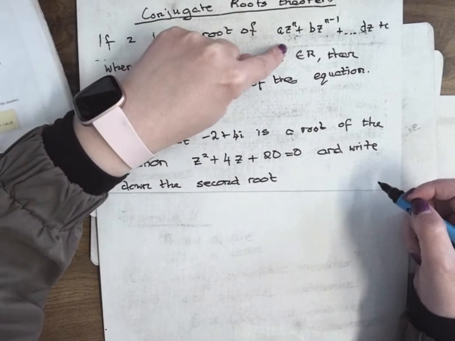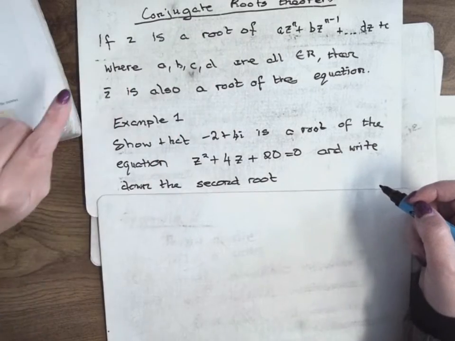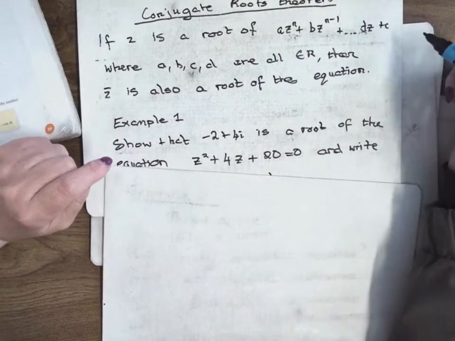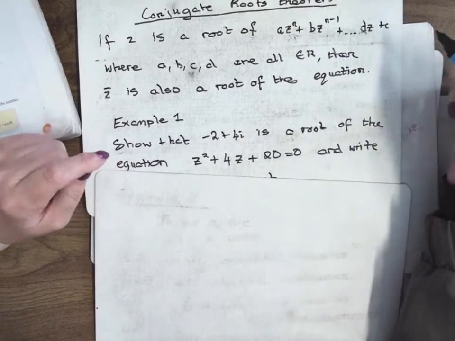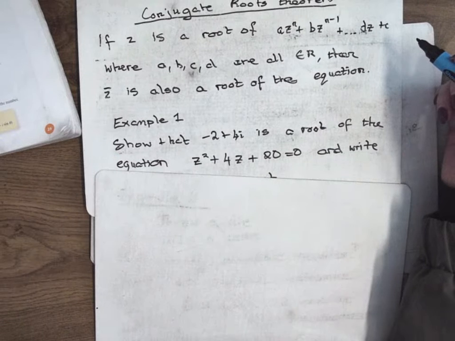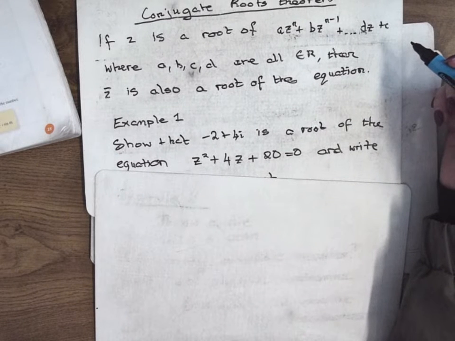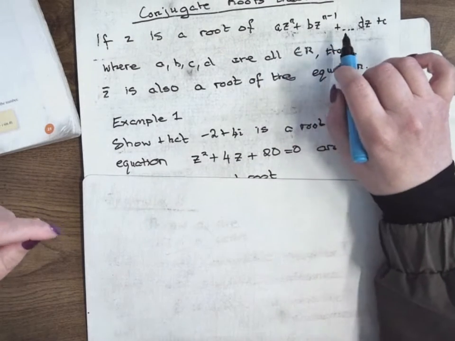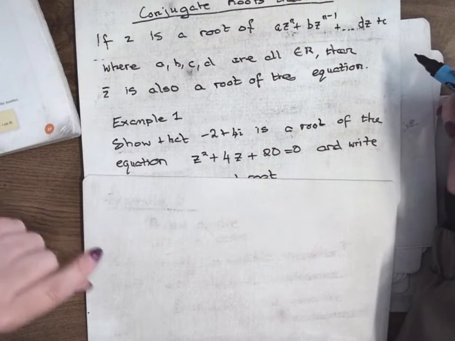The power of z, it doesn't matter what it is. What does matter is the numbers in front of the z's are all real. So a, b, c and d are real numbers, as in they're not imaginary numbers, there's no i in them. So the coefficients of the z's have to be real numbers, okay?